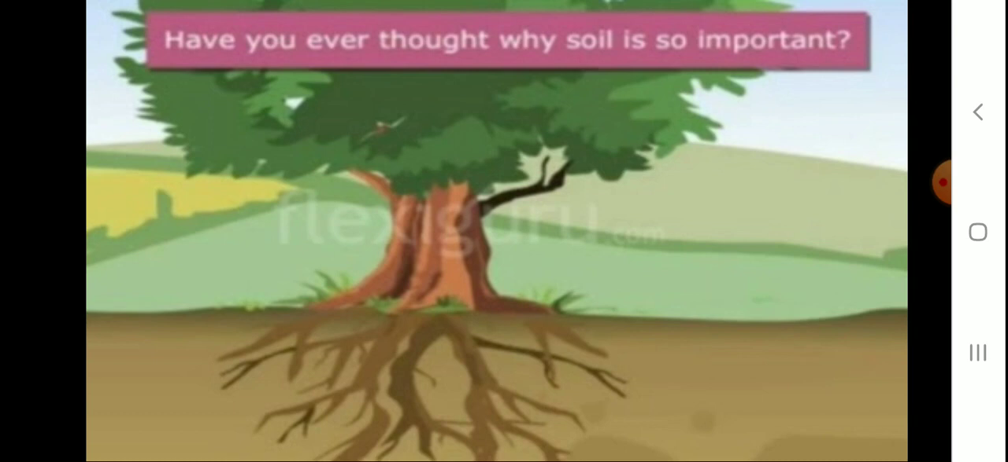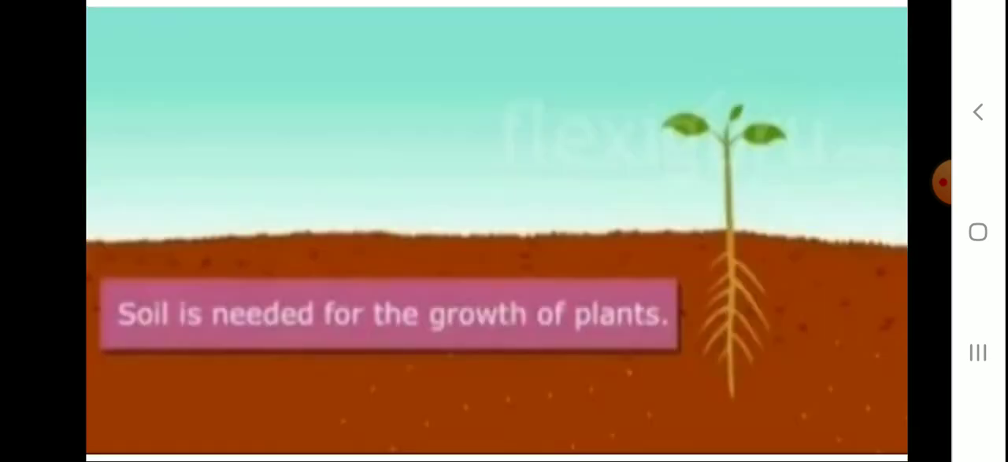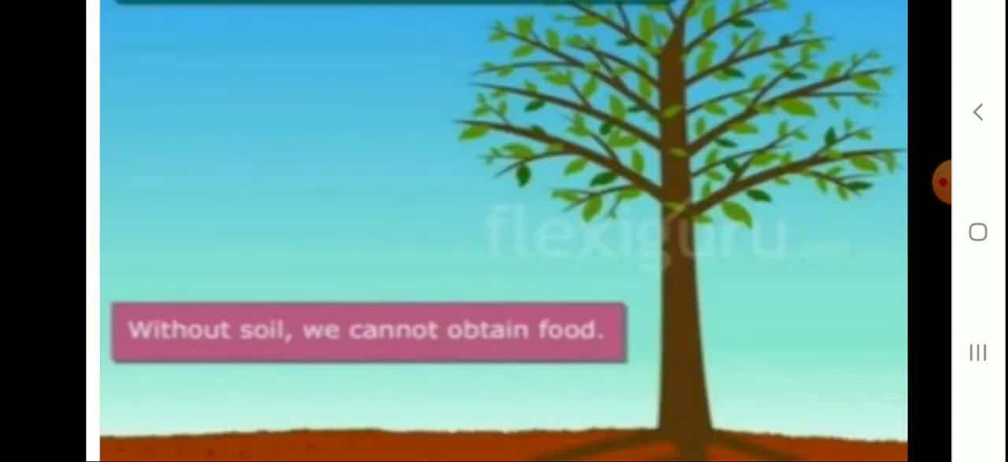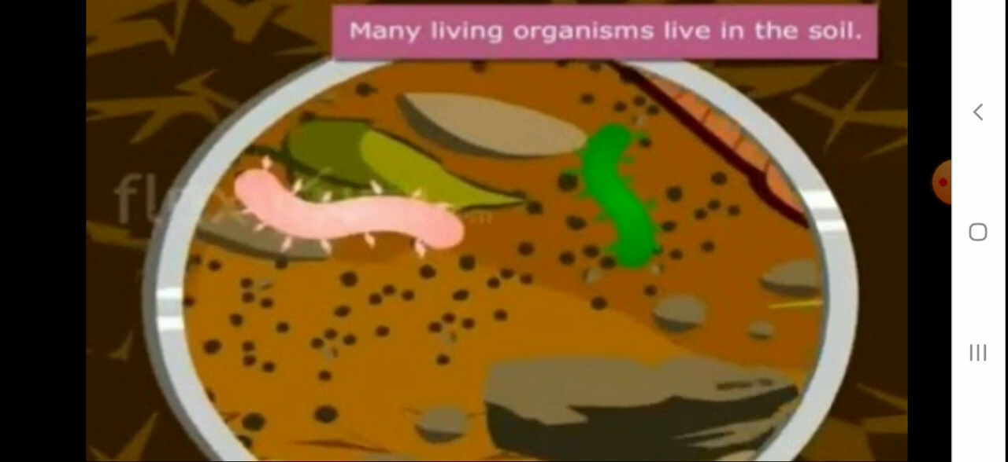Now, have you ever thought why soil is so important for us? Soil is needed for the growth of plants. Soil binds the roots of plants tightly and supplies water and other nutrients to the plants. Without soil, we cannot obtain food. Many living organisms live in the soil, like earthworms. Earthworms are generally found in soil.